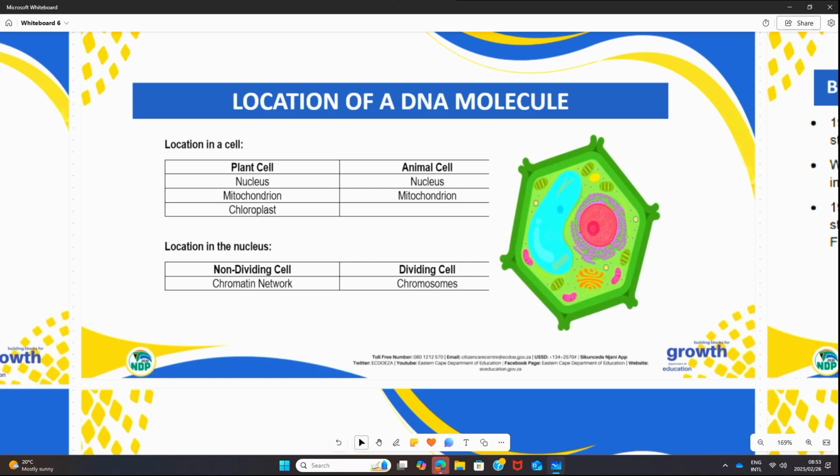There are two types of eukaryotic cells, which are the plant cell and the animal cell. So let us start with the location of the DNA in a plant cell. There are three areas where you will find the DNA in a plant cell. These organelles are the nucleus, mitochondrion, and the chloroplast. But in animal cells, we only find it in two of the organelles I've already mentioned, which are the nucleus and the mitochondrion, but not the chloroplast.